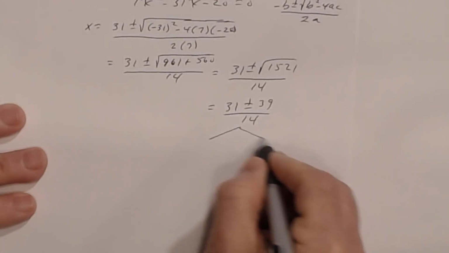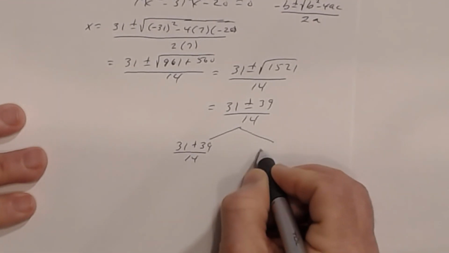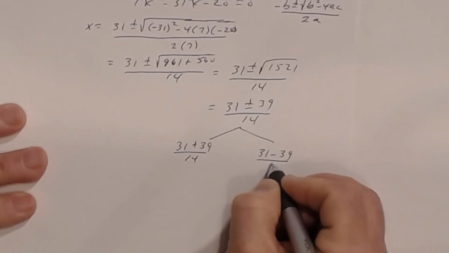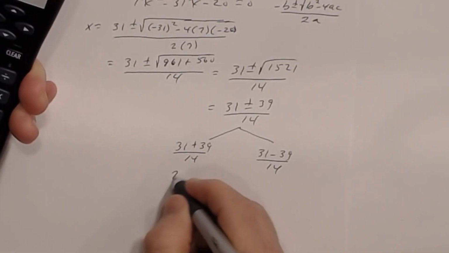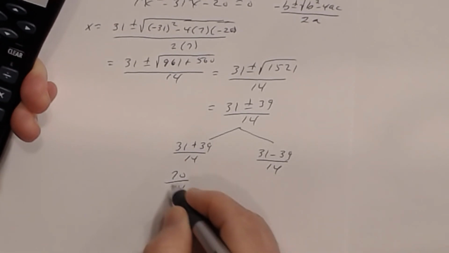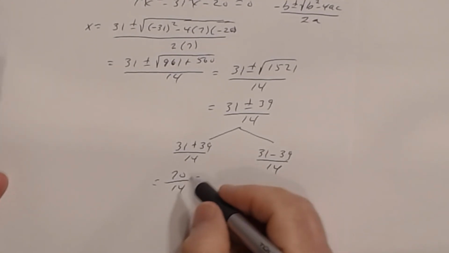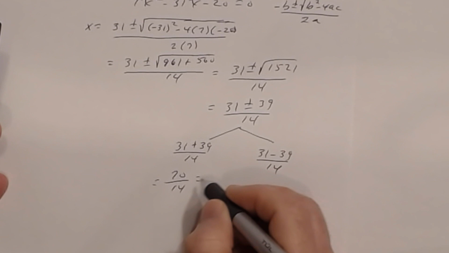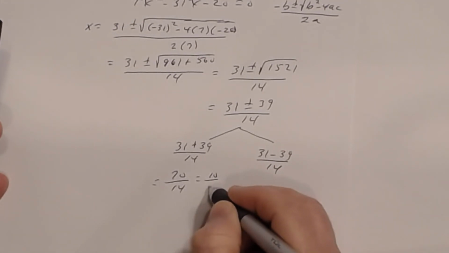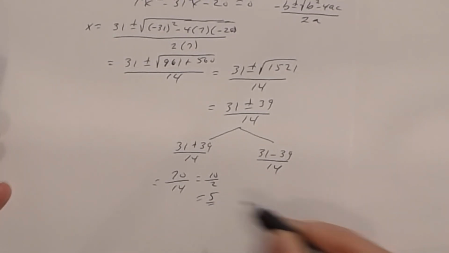Okay, so I'm just going to go ahead and do it this way. So I'm going to have 31 plus 39 divided by 14, and then 31 minus 39 divided by 14. And so 31 plus 39 will give us 70 divided by 14, which reduces to, let's see, they're both divisible by 7, right? So that's going to be 70 divided by 7 is 10. 14 divided by 7 is 2, which gives us 5.